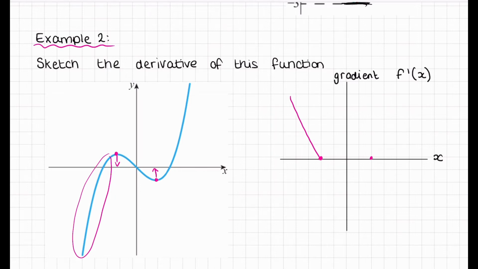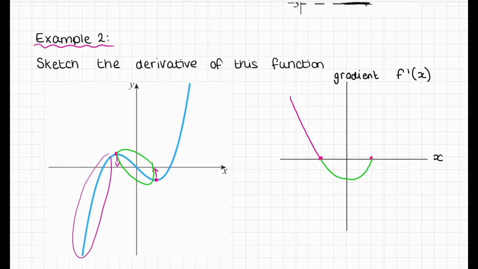Now if we have a look at the next section, which I'm going to circle in green, which is between the 2 turning points, we see there the gradient is negative because it's going down, which means on our derivative graph the gradient is negative, so it has to be drawn below the x-axis. Now the only way to be negative and join these 2 dots is just to join them.